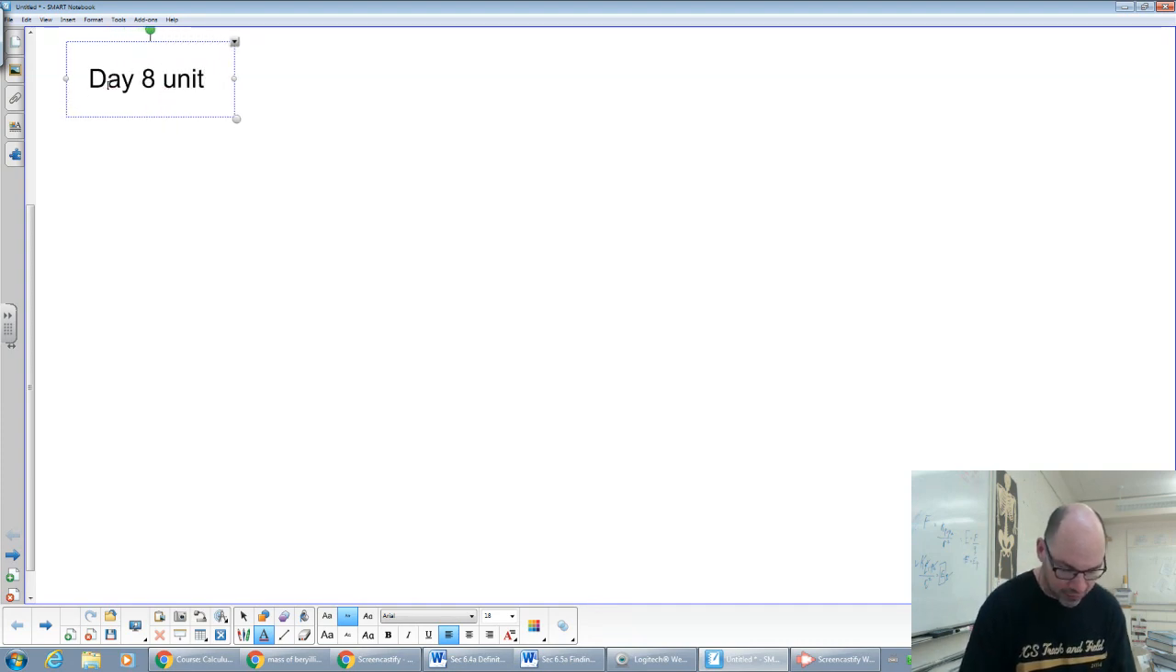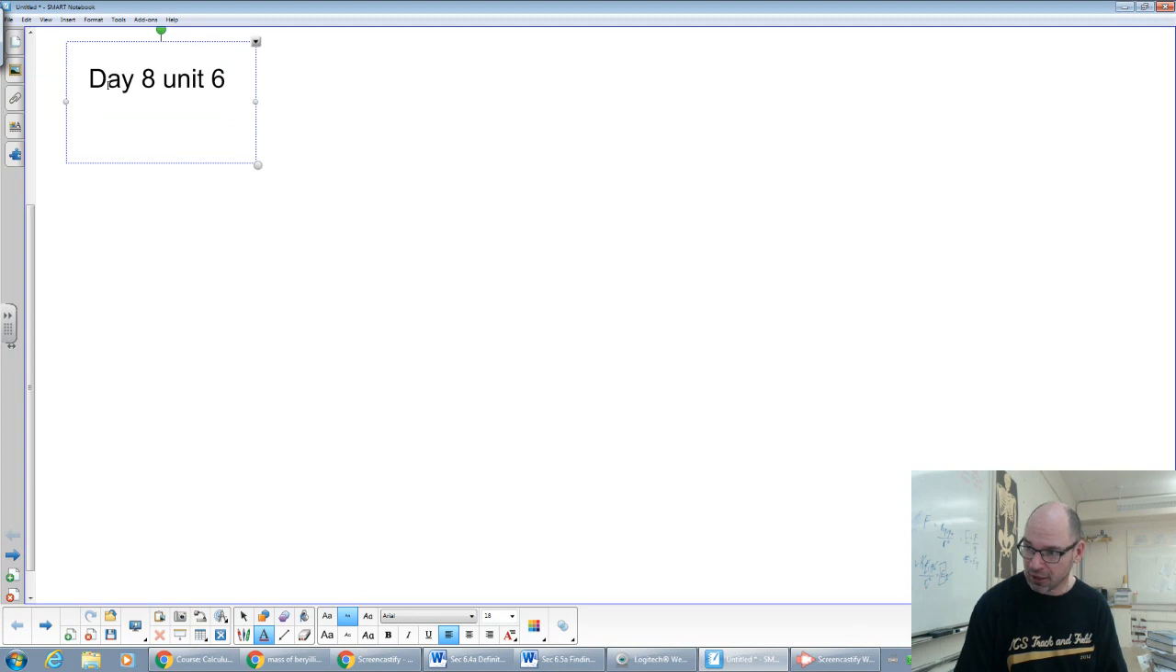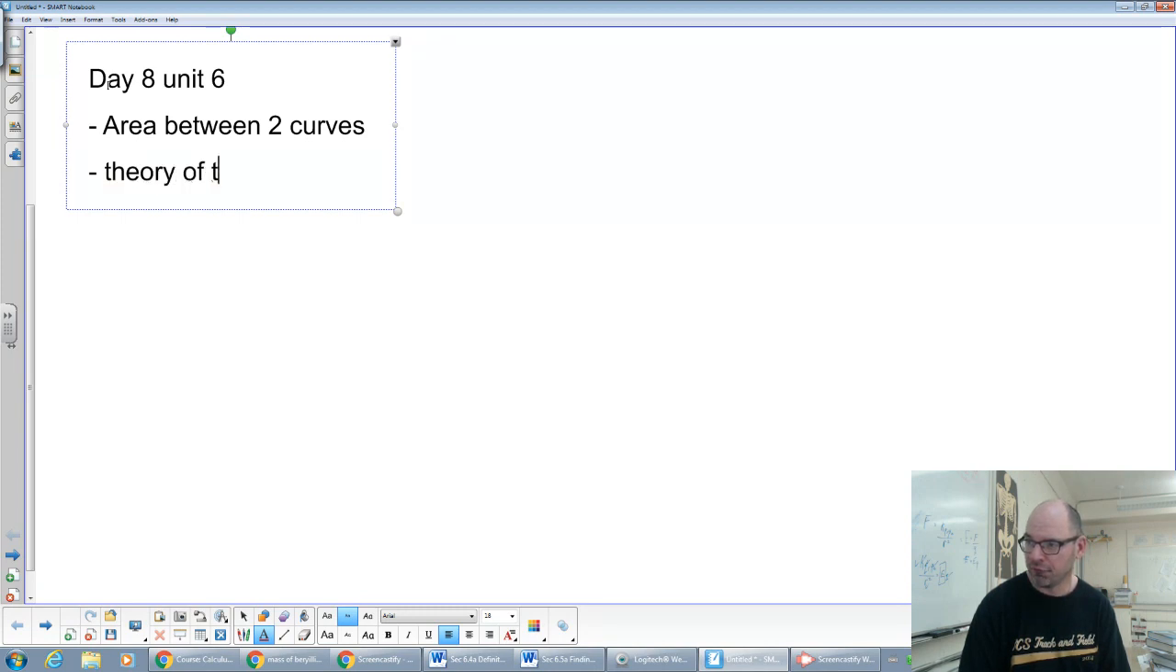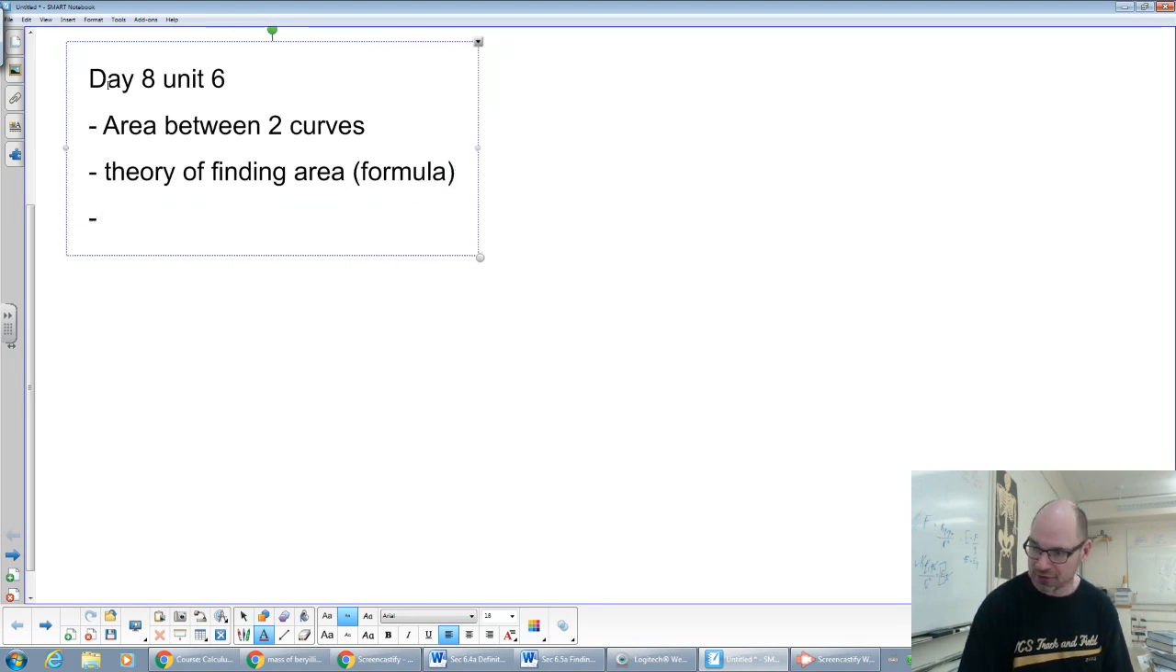Day 8, unit 6 in calculus. We're going to be looking at area between two curves, the first part. So we're going to be looking at the theory of finding area. It uses integration, and we're going to be looking at some examples.